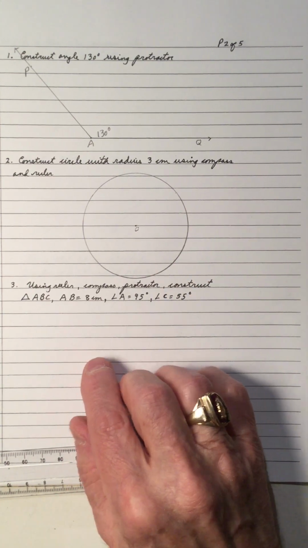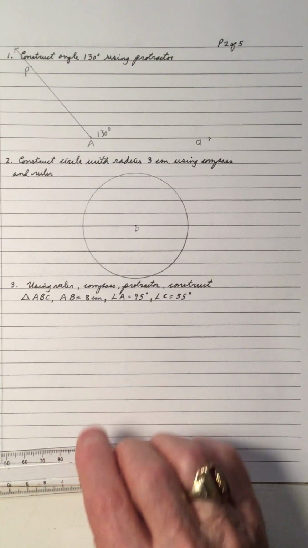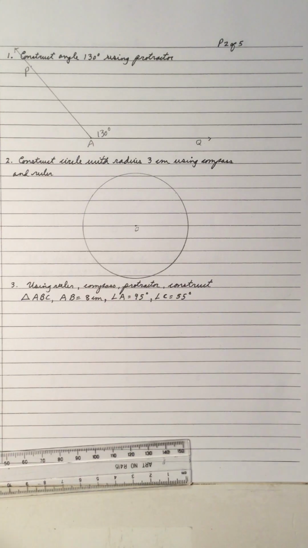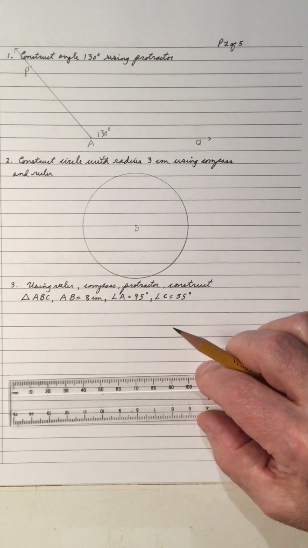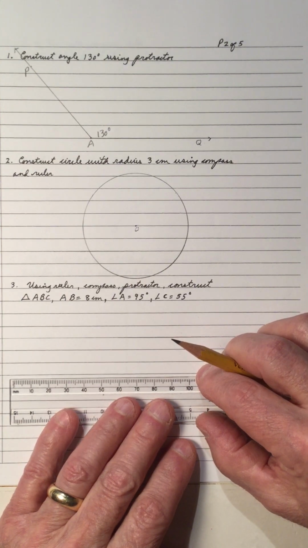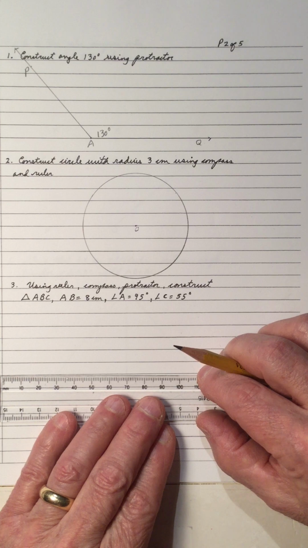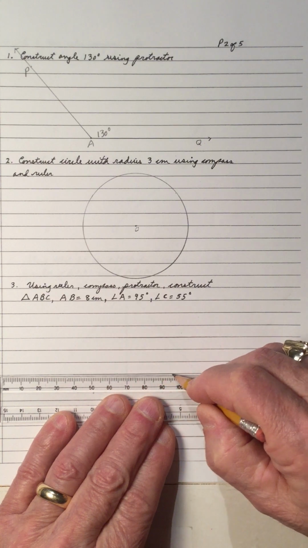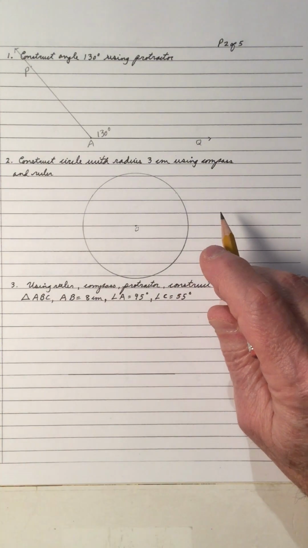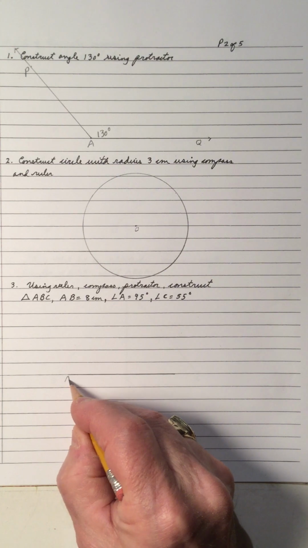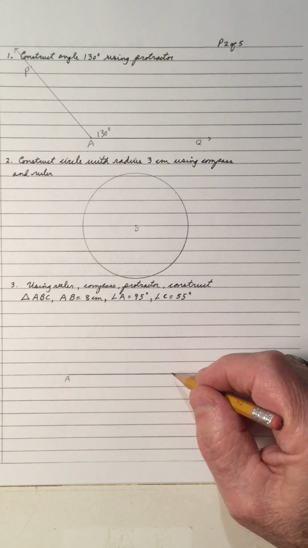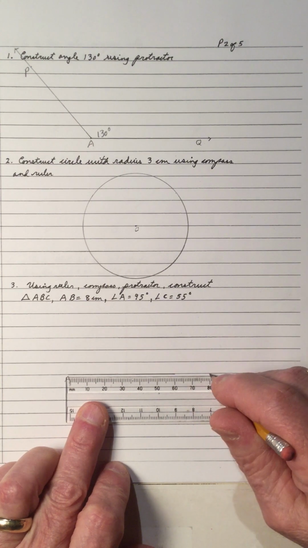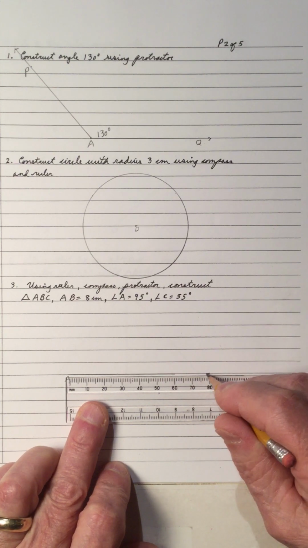Number 3, using a ruler, compass, and protractor, construct a triangle ABC, where AB is 8, angle A is 95, and angle C is 55. Well, we have to draw AB, which is 8 centimeters long. So what I'll do is draw a segment. I'll mark A right here, and I have to make sure that it's more than 8 centimeters. I can use a ruler to mark off 8.